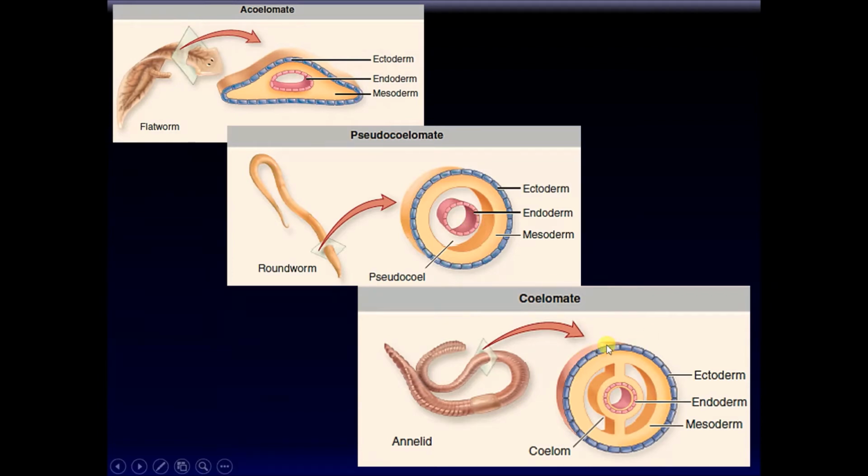Whereas a coelomate, which is the earthworm over here, is quite complex. It has an ectoderm, and it has a mesoderm that both hugs the ectoderm and the endoderm over here. This is the ideal scenario, great for digestion and absorption of nutrients and distribution of the nutrients, and also allowing internal organs to grow within the space thus created.